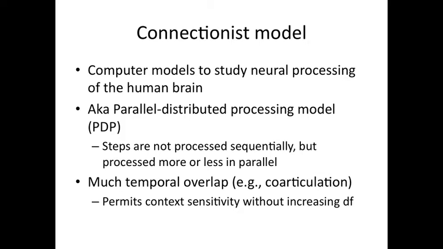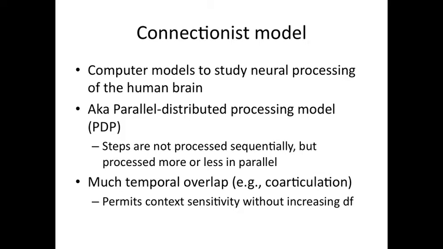We said, what is co-articulation? When more than two articulators move at the same time to produce two different speech sounds, that becomes co-articulation. That means there is a temporal, meaning timing, overlap between those speech sounds, between those movements of different articulators. So when we talk about parallel processing, which means everything happens in parallel, not in a series or sequential order, it permits context sensitivity, which means co-articulation, and it does not increase the degrees of freedom.